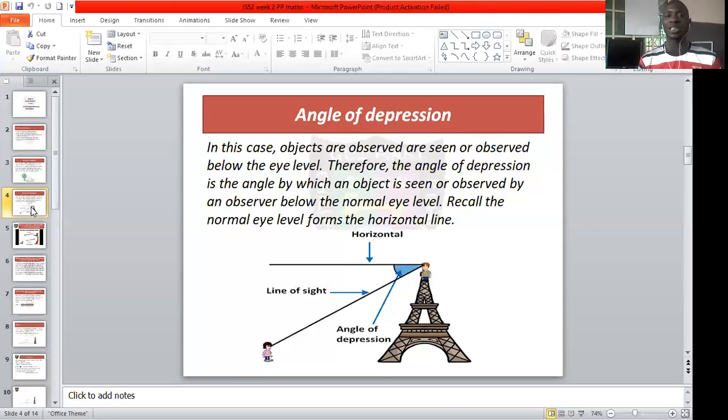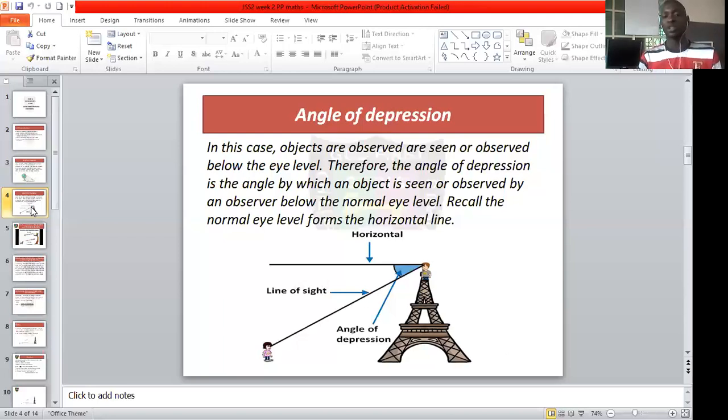So we have explained what an angle of elevation is and what an angle of depression is. First, you have to understand the basics of what the normal eye level is: the straight point at which you are looking, that is the horizontal line, the horizontal level of your eye. That is the normal eye level. So if you look at any object above the normal eye level, then you are making an angle of elevation. If you look at any object below, the angle your eye level makes with the object is called the angle of depression.